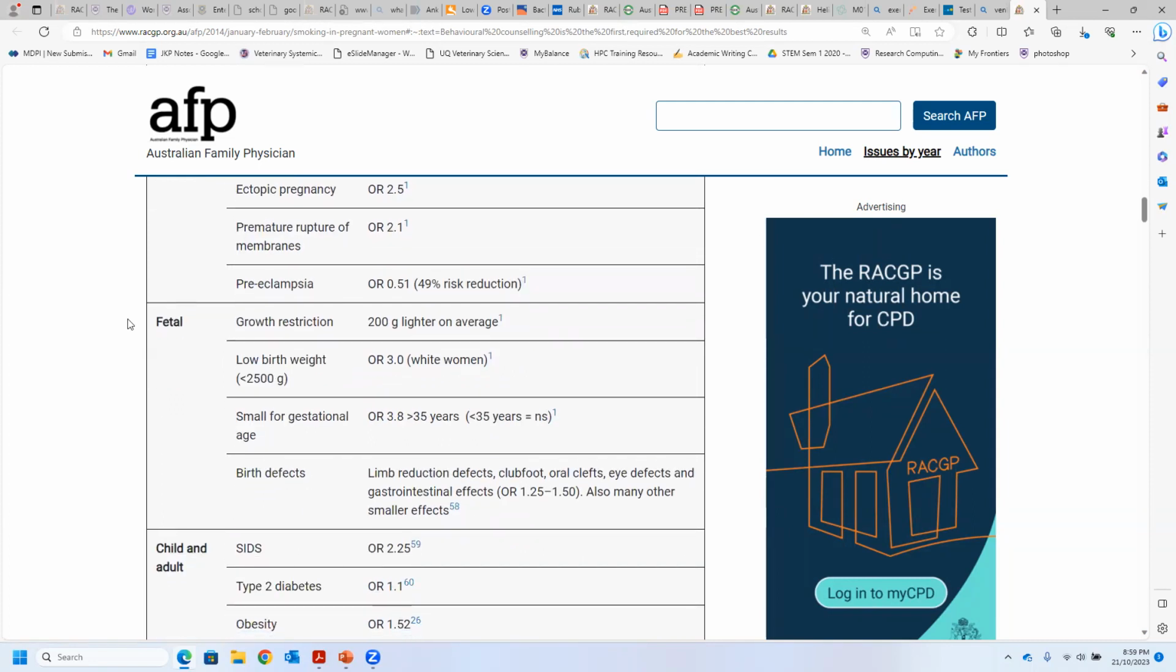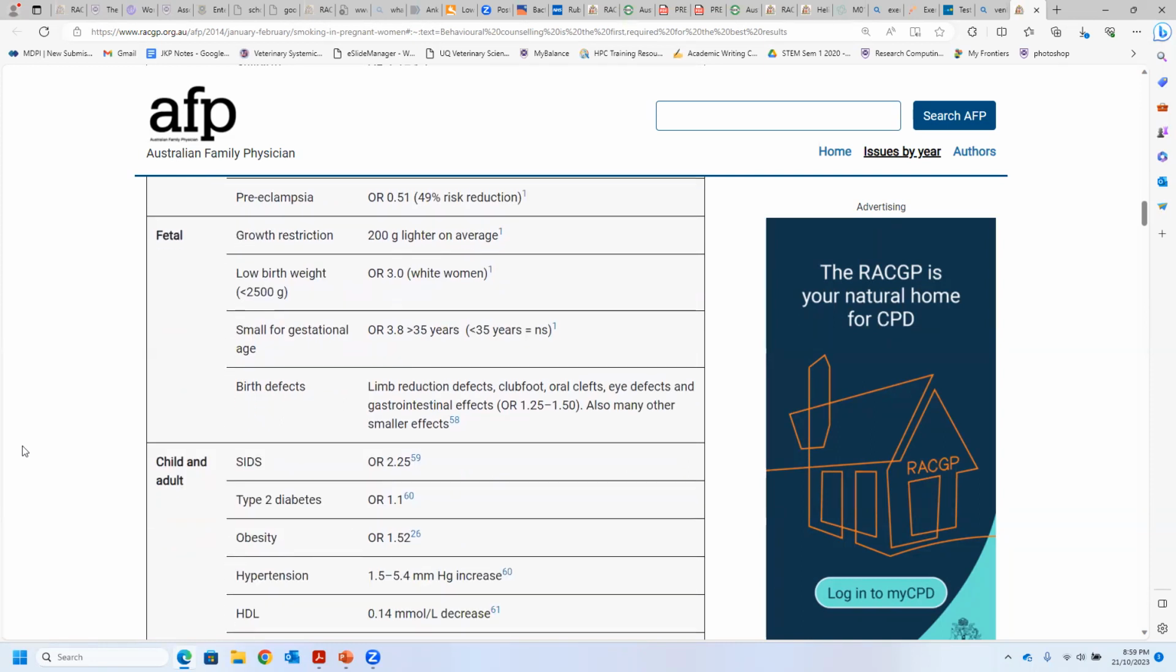What it can cause in the baby is growth restriction, low birth weight associated with the growth restriction, and small for gestational age associated with both of the above. It can also cause birth defects like limb, oral, eye, and GI defects, and other smaller defects in the heart as well.